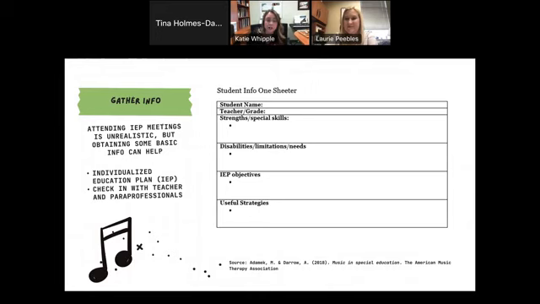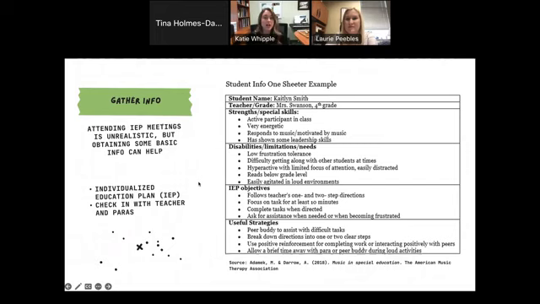So it's very streamlined. Basically, what are the student's strengths and special skills? What disabilities or limitations or needs they might have, some relevant IEP objectives so you can have an understanding of what it is that they're actually working on, because that's usually an indicator of what's most important for that student, and then useful strategies. And so the next slide will give you an example of this in play. And so it's not a whole lot of information.